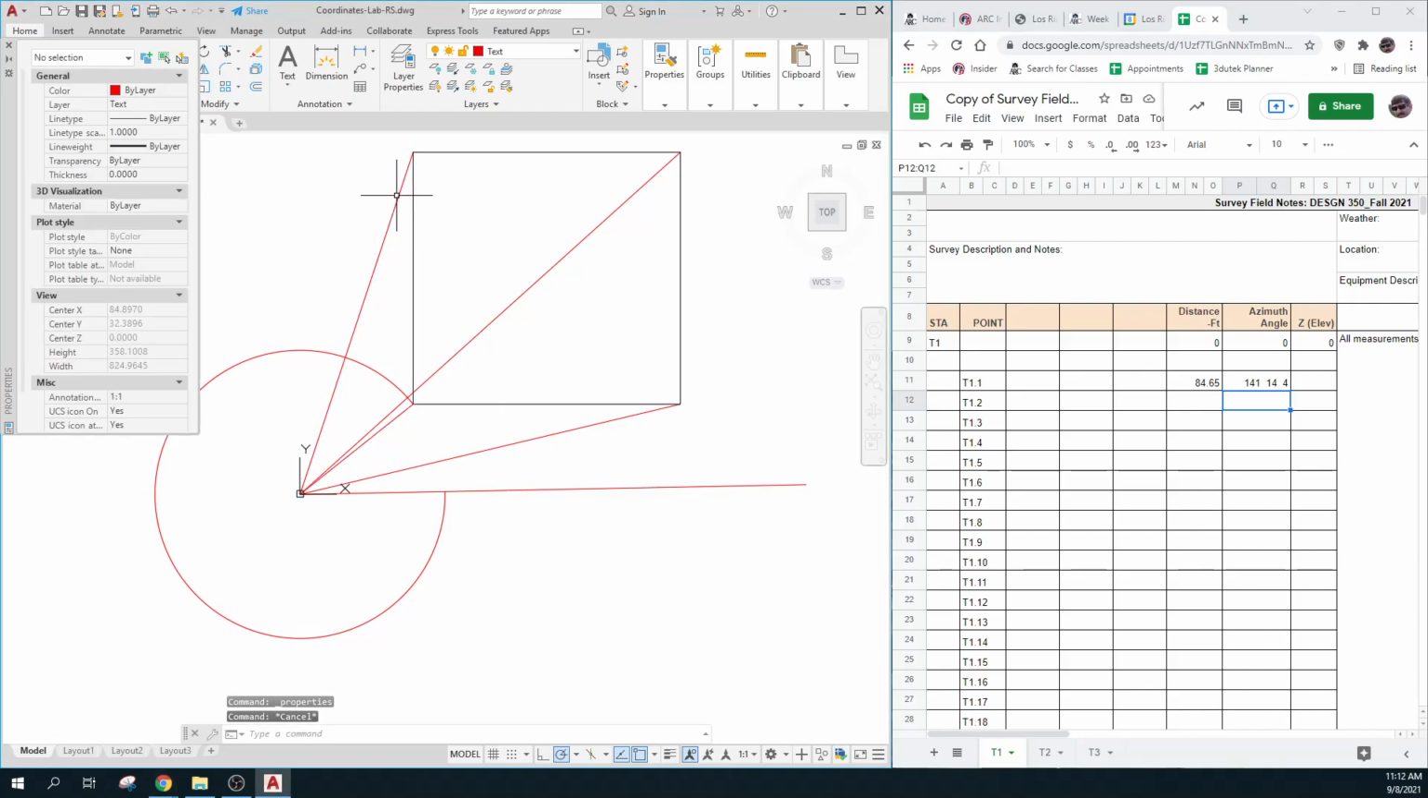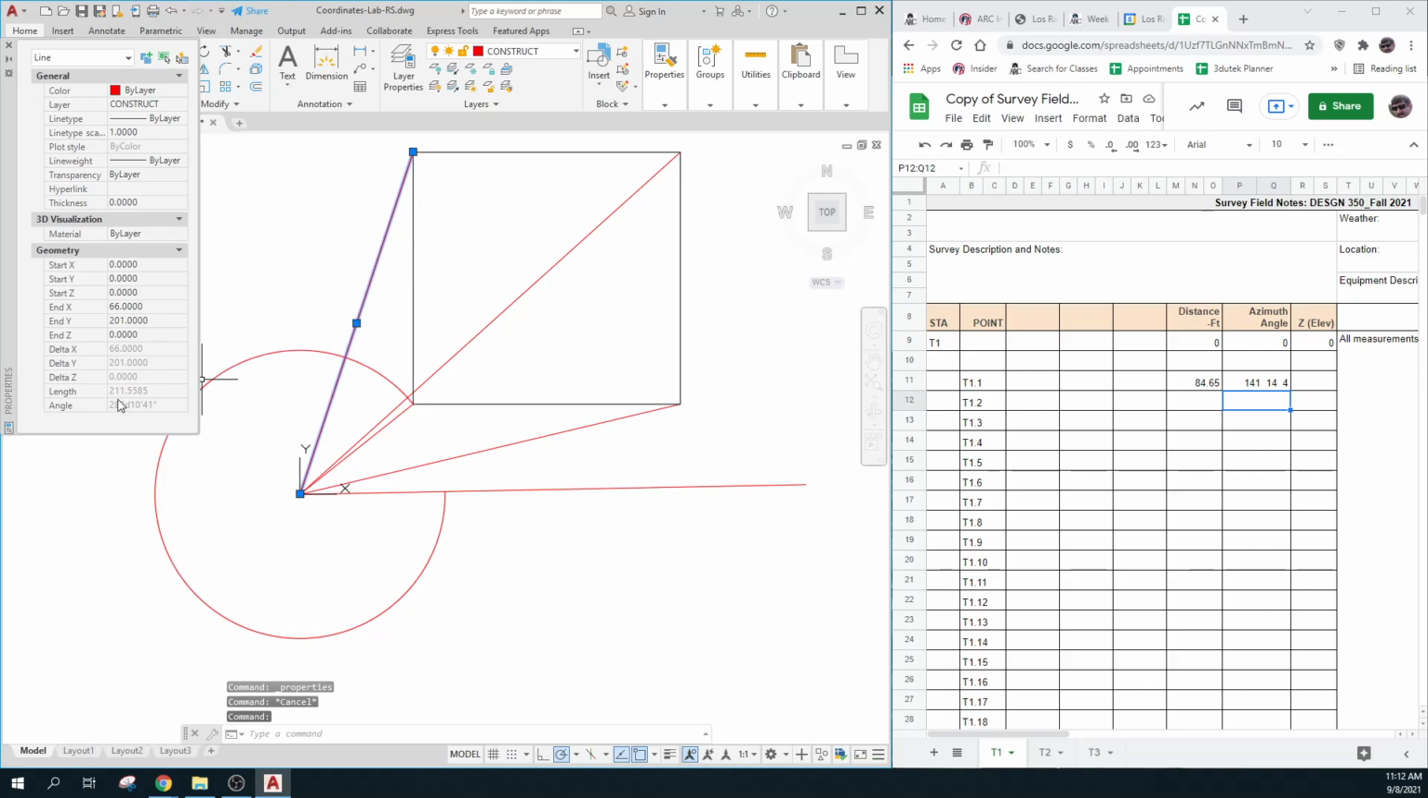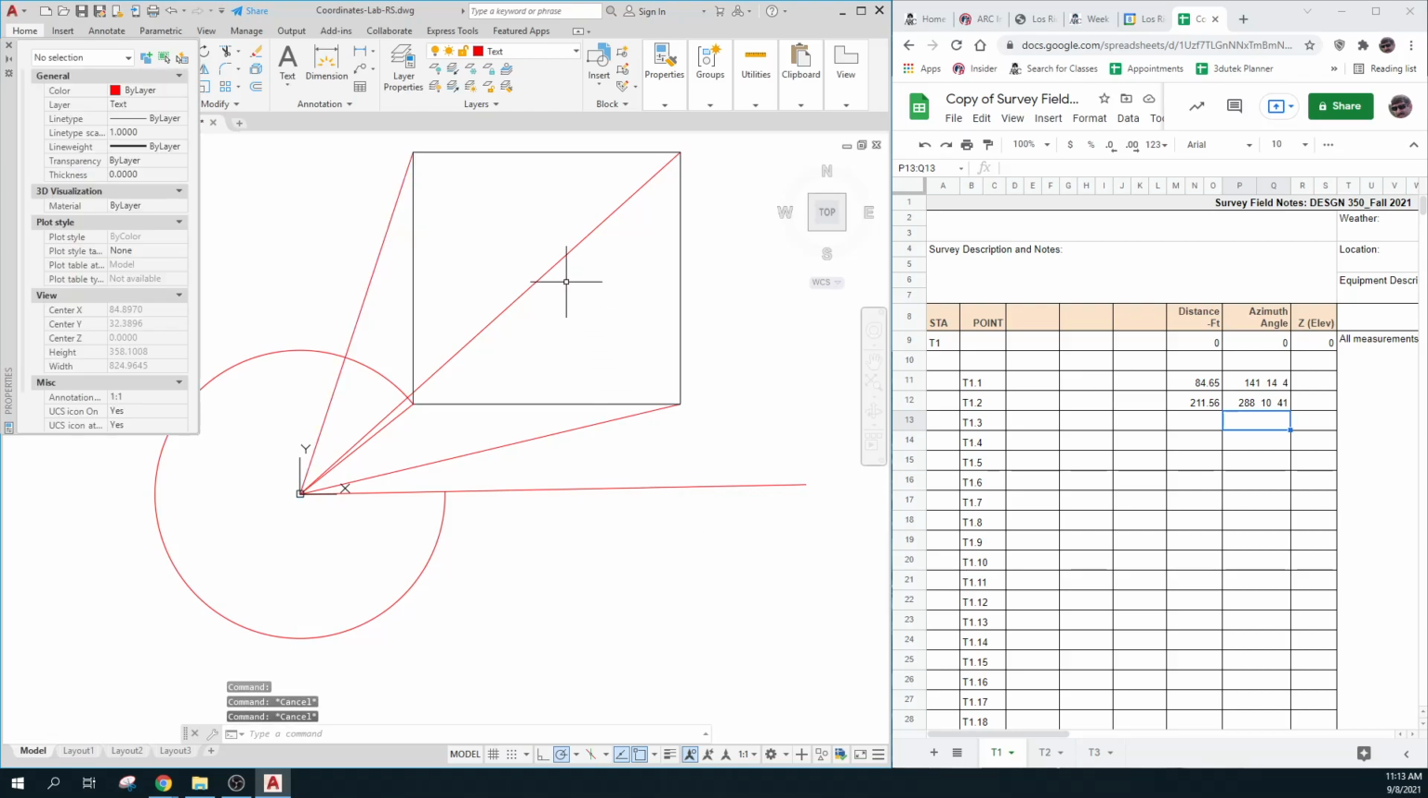My next one would be this line. And that's a length of 211.5585. And it's at 288.1041. And this is the same data as what you put in by the XY. I'm just doing it in a different way. Okay, that's why you're using the ones that you already drew.